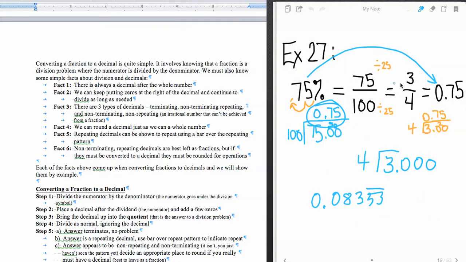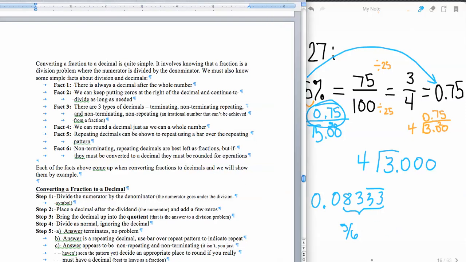Repeating decimals are shown with a bar over the thing that repeats. So we saw this one right down here, where we saw the 3's repeating, and we put a bar over the repeating number or numbers. And non-terminating repeating decimals are really best left as fractions. We saw that 0.83333 was actually 5/6 in an earlier example, and I left that as 5/6 rather than the decimal 0.83333. So those are some facts that we need to know.